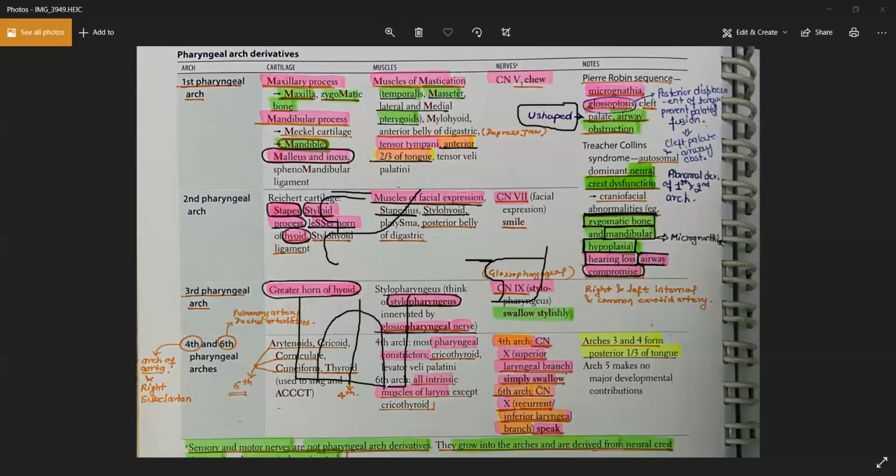Because of that, in these areas the palates cannot be fused. So a U-shaped palate defect will be present. Any doubt about this? No? Okay, so this is a Pierre-Robin sequence.